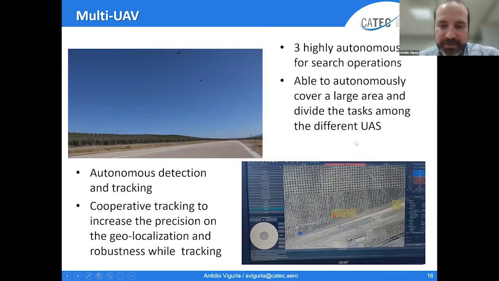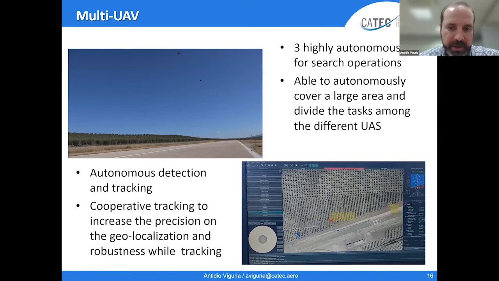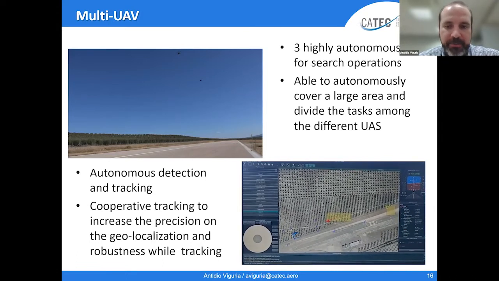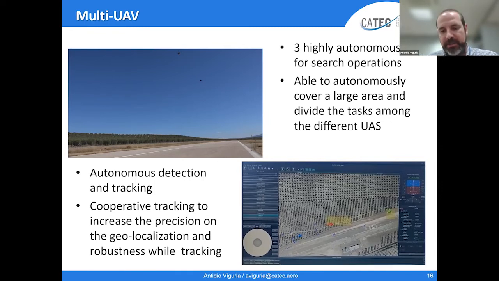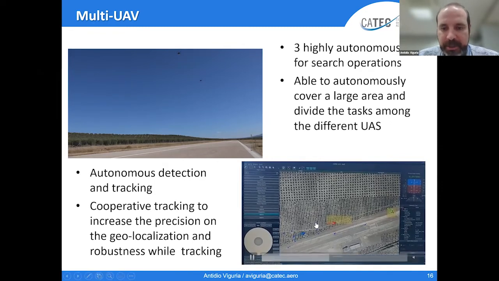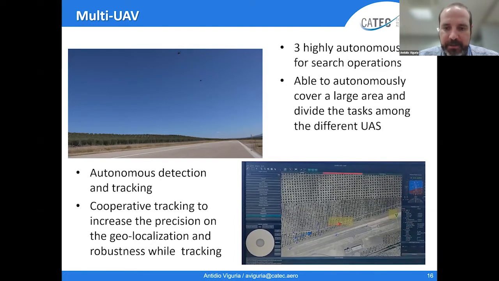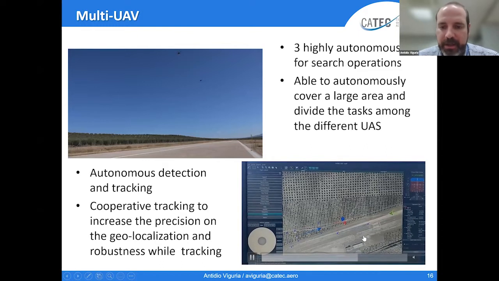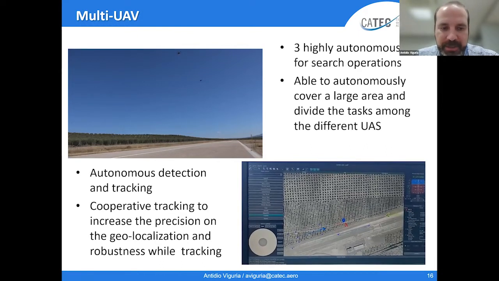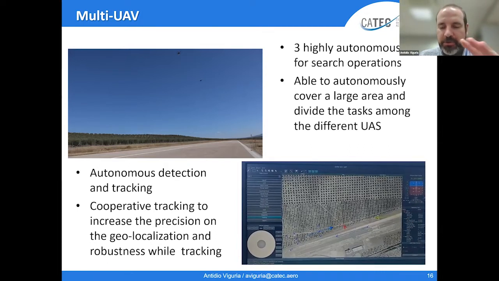An interesting thing is that once one of them detects an objective, it is able to also ask the others to perform a cooperative track, so they can increase the precision. So as you can see here now, in the back part, the red one will detect the objective, and the other two will come closer, and they will be able to increase the precision of the localization and robustness while tracking, because you have the three points of view, you know.